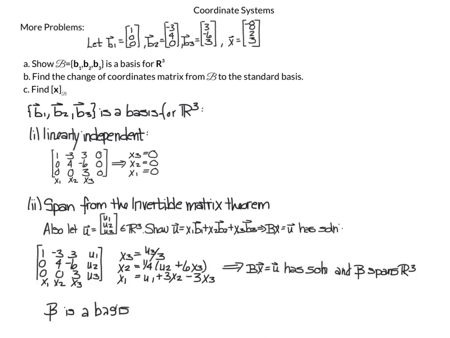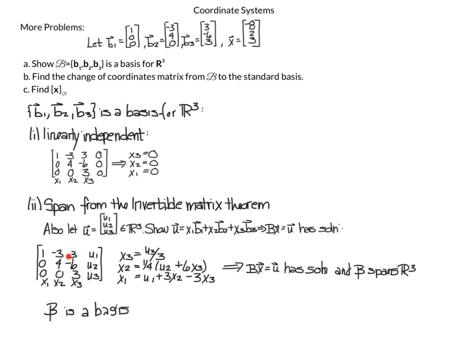Next, I need to show that B1, B2, B3 span R3, and I can do that using the invertible matrix theorem because I have this here. There must be something in the invertible matrix theorem that says being linearly independent means they span R3. But just to be safe, I'm also going to show it the old-fashioned way. So let U be our representative vector in R3. So U has components or coordinates U1, U2, U3. Show that U now can be written as a linear combination of B1, B2, and B3. In other words, we're going to show that Bx equals U has a solution.